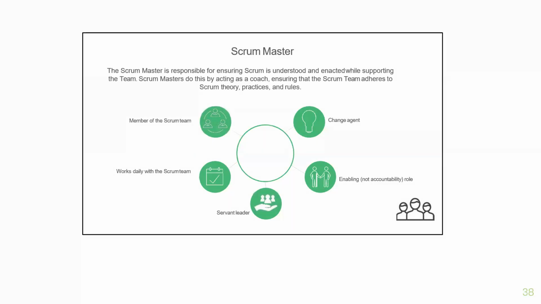that again. All right, so the Scrum Master is responsible for ensuring Scrum is understood and enacted while supporting the team, right? Scrum Masters do this by acting as a coach, ensuring that the Scrum team adheres to Scrum theories, practices, and rules. As a Scrum Master, you're the mediator, the facilitator, the coach, pretty much everything to everybody, right?